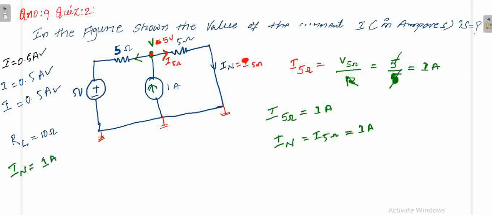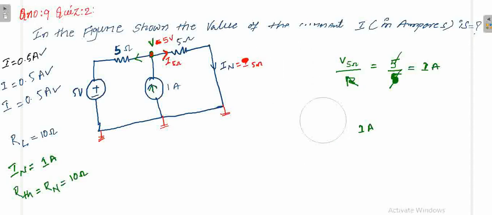And similarly, RTH is nothing but RN. Whatever procedure we followed for RTH, the same applies. While finding the Thevenin's equivalent resistance, just follow the same procedure. RTH is equal to RN is equal to how much value did you get? 10 ohms.